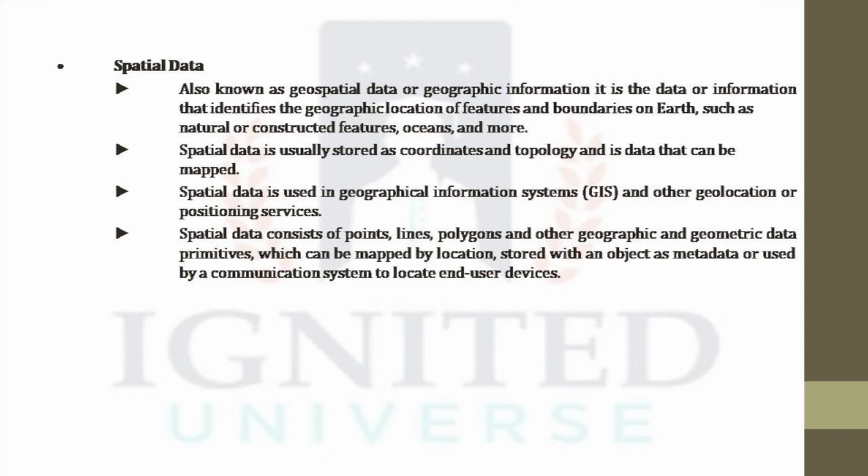So today we have geotag data. That geotag data is basically data which is being fed as spatial data. Spatial data is used in geographical information systems and other geolocation or positioning services. Spatial data consists of points, lines, polygons, and other geographic and geometric data which can be mapped by location as metadata or can be used in communication systems to locate the end user devices.